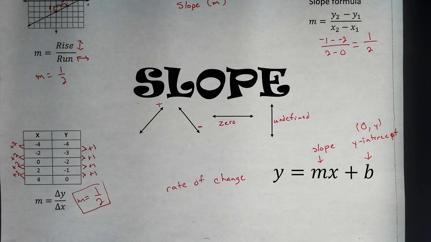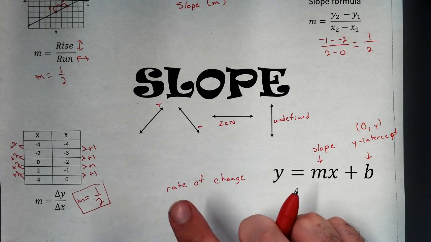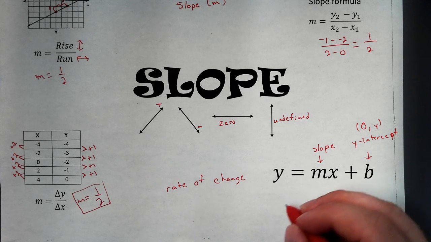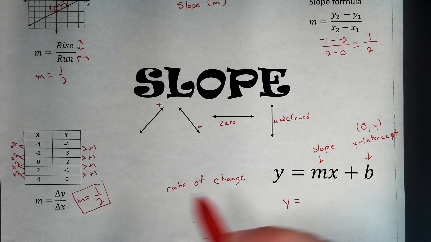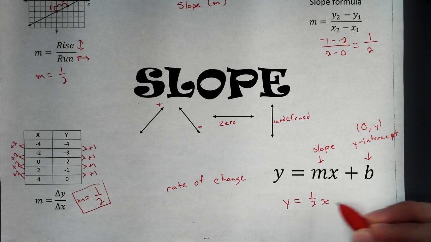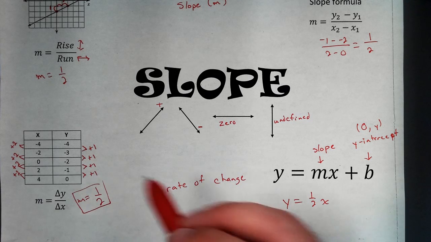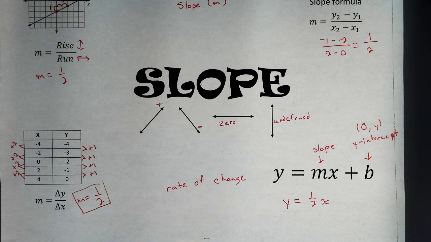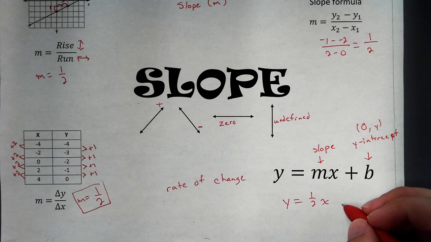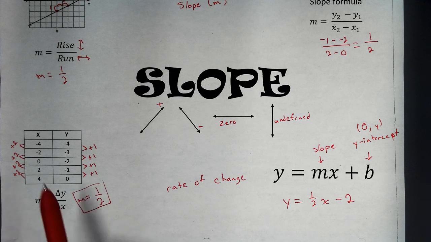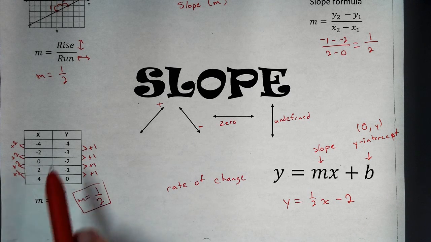So, to get the equation, and we're just going to use the sample over here, we've got y is equal to my slope, which was 1 over 2, times x. And then you could put plus, but I look over here and I see that this y is negative 2. So you could put plus negative 2 or just minus 2. Because it crosses at 0, negative 2.